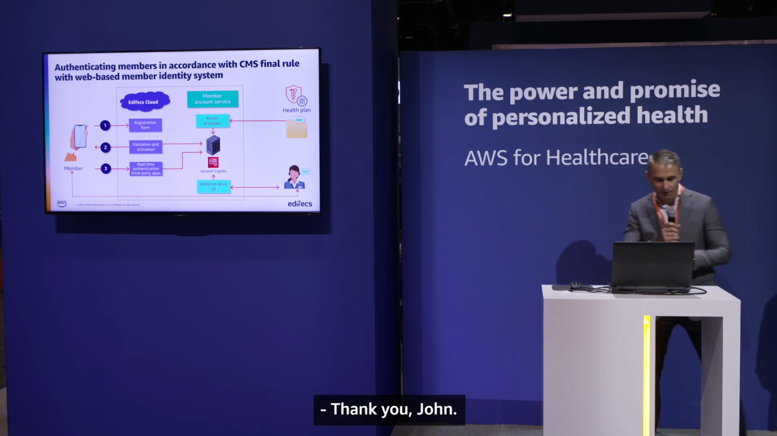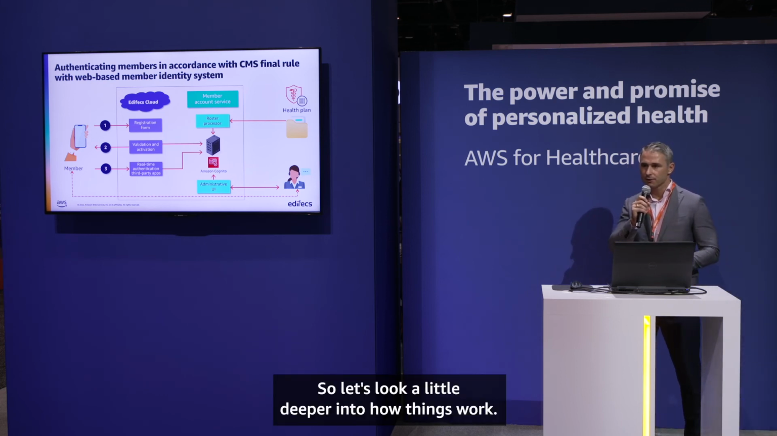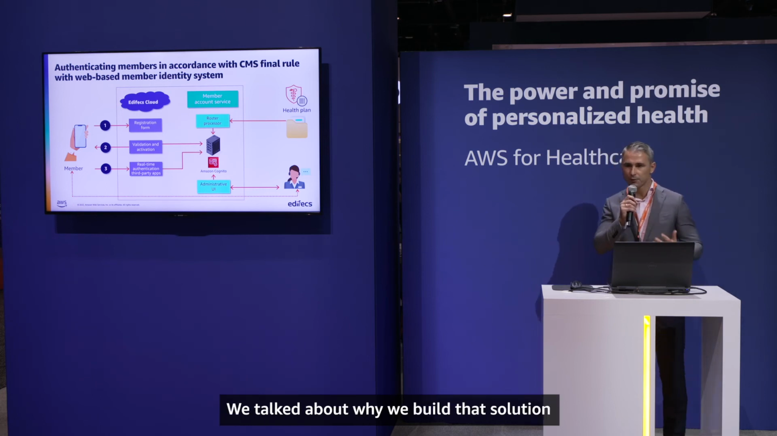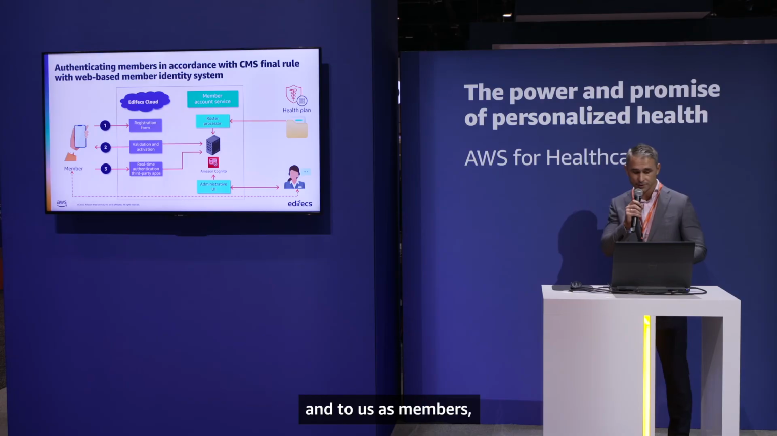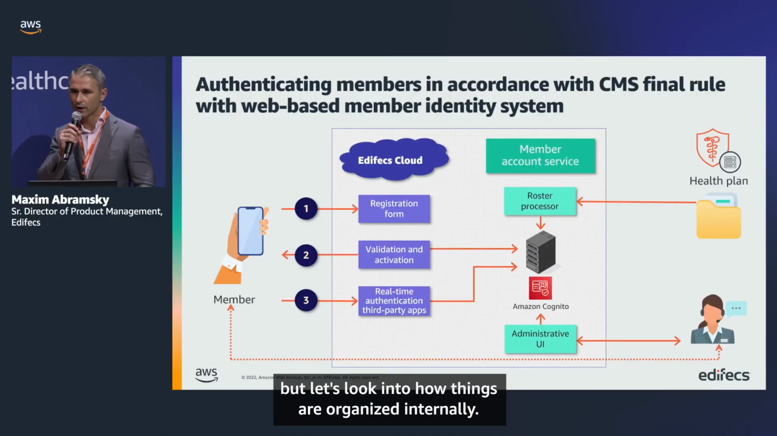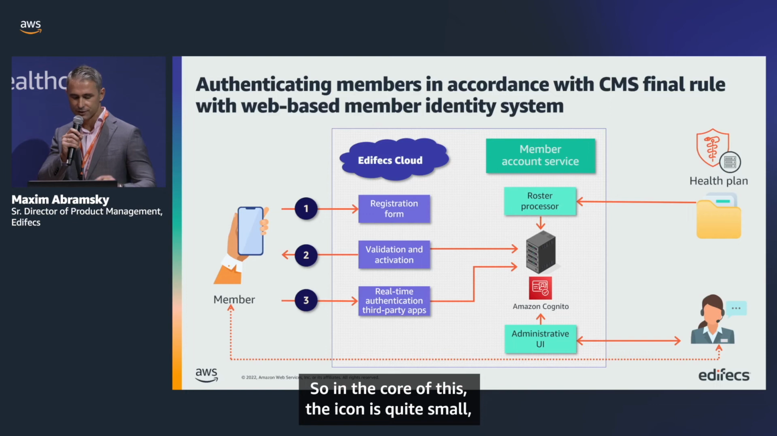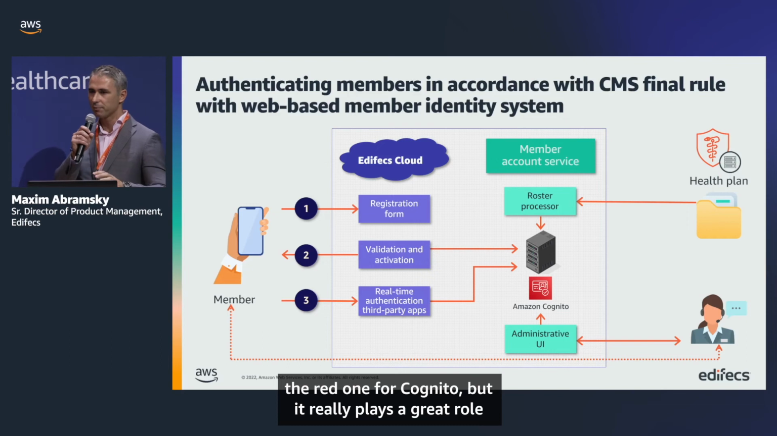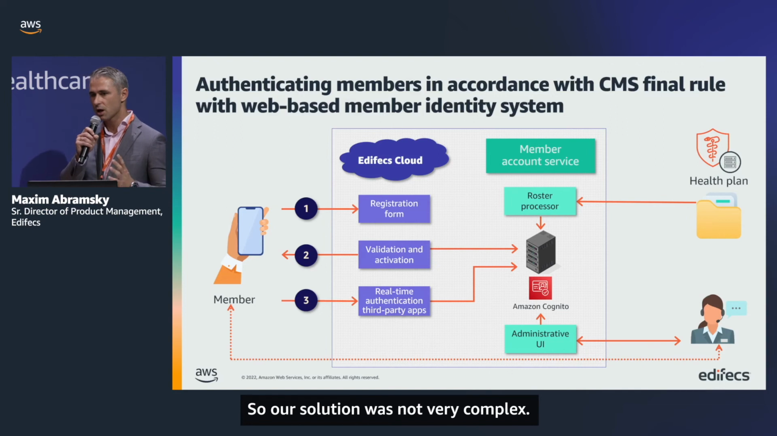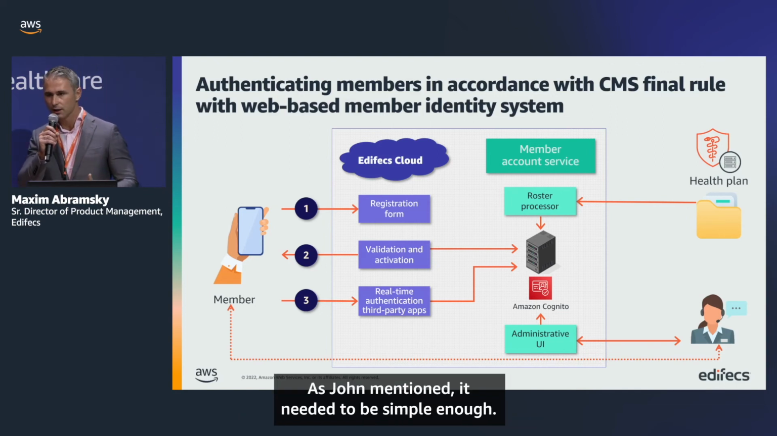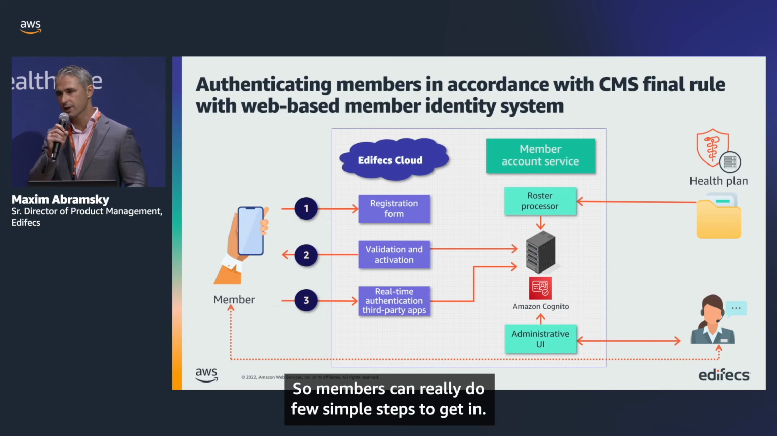Thank you, John. So let's look a little deeper into how things work. We talked about why we built the solution and what benefits it gave to the health plan and to us as members. But let's look into how things are organized internally. So in the core of this, the icon is quite small, the red one for Cognito, but it really plays a great role in the bigger picture of our solution. Our solution was not very complex. As John mentioned, it needed to be simple enough so members can really do a few simple steps to get in.